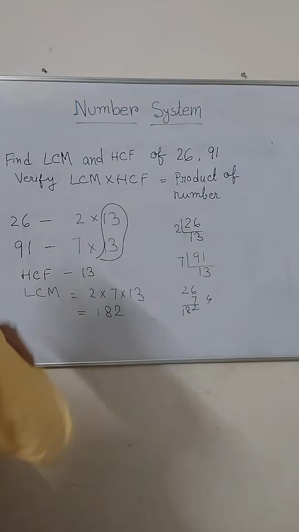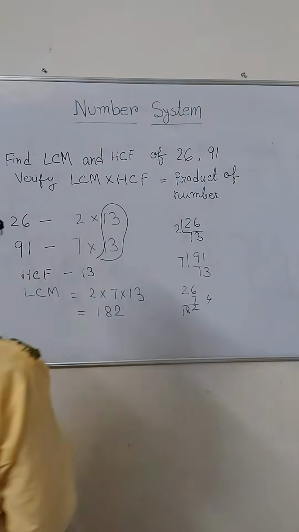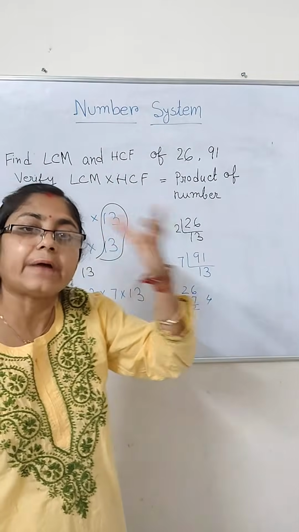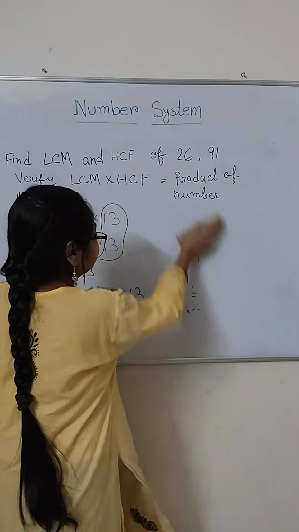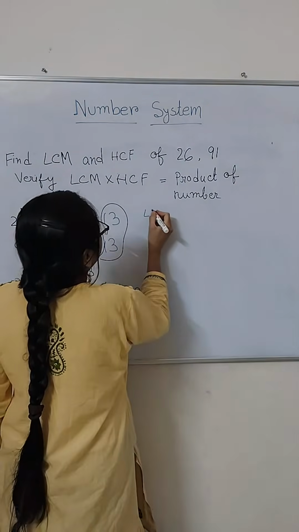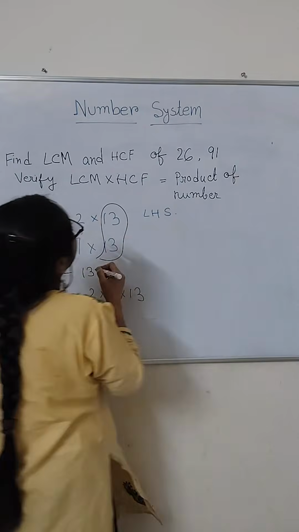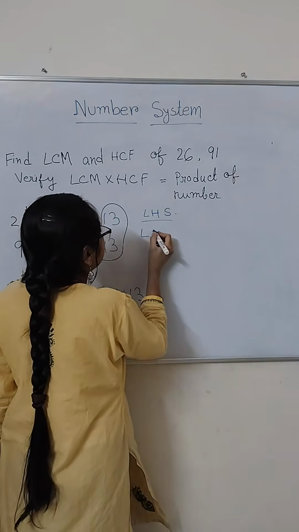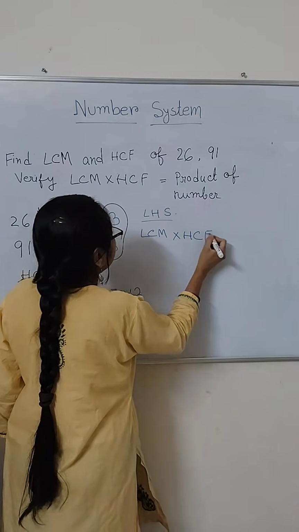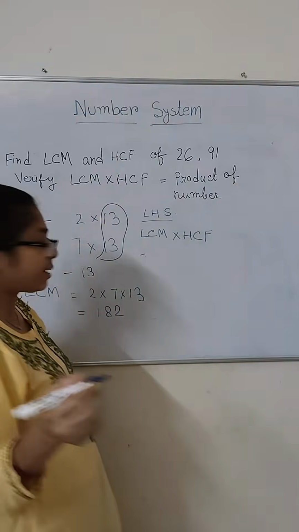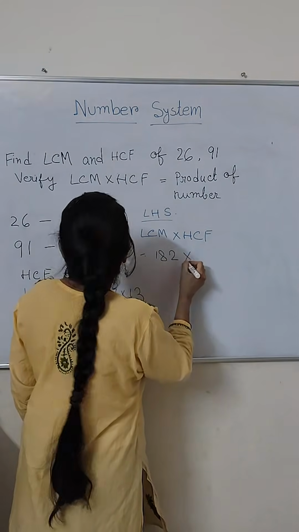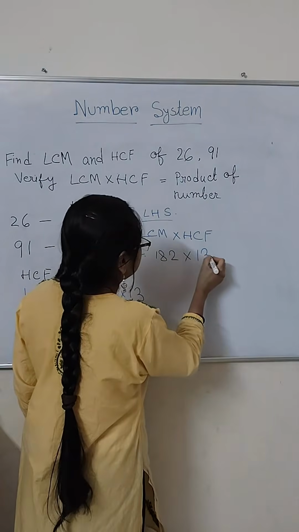Now come to the question. Question में मुझे आना है. Question में क्या चाहिए? LCM into HCF. It is the left hand side. So I take that part and find out the left hand side. What is the left hand side? LCM into HCF. Okay. Our LCM is 182 into HCF is 13.